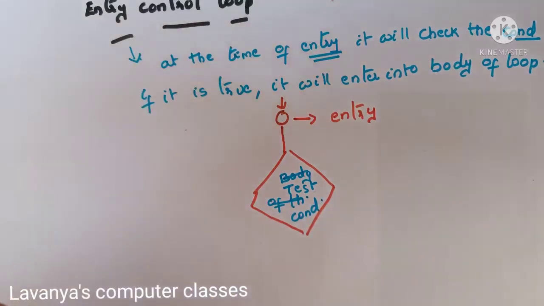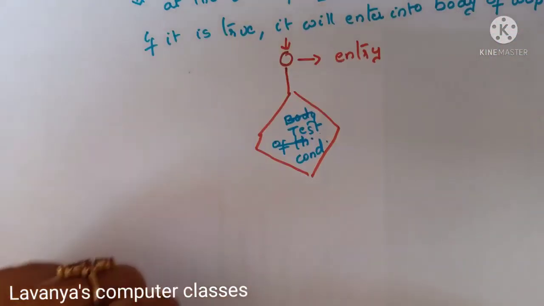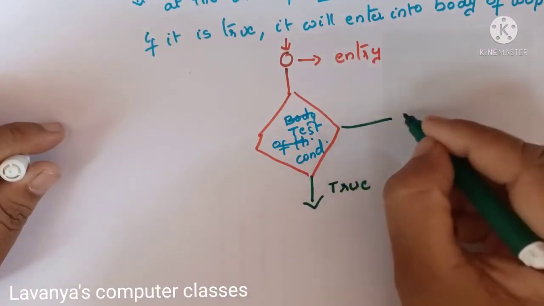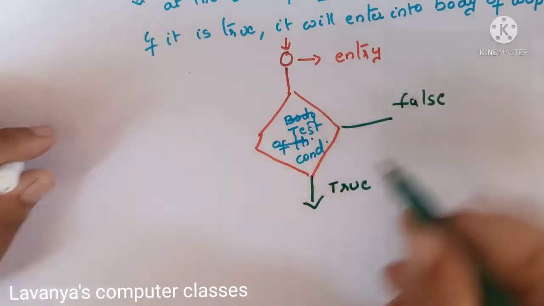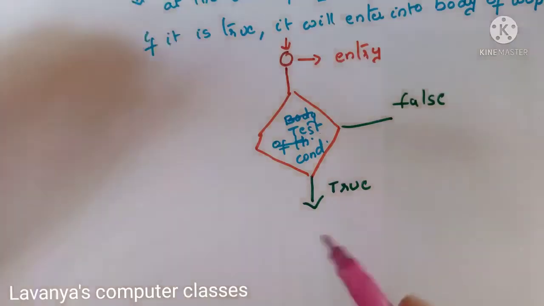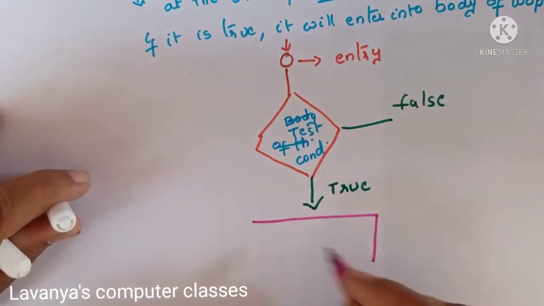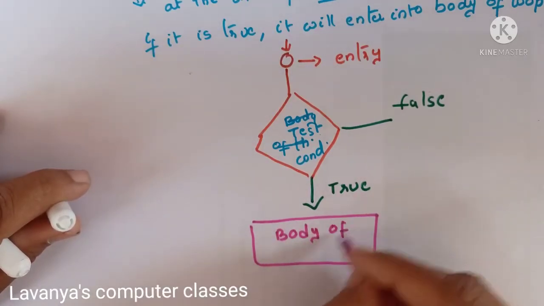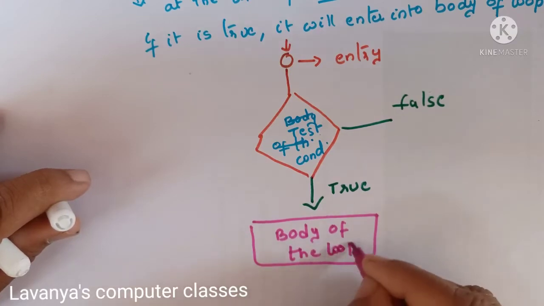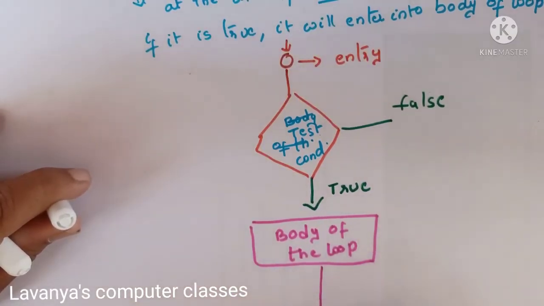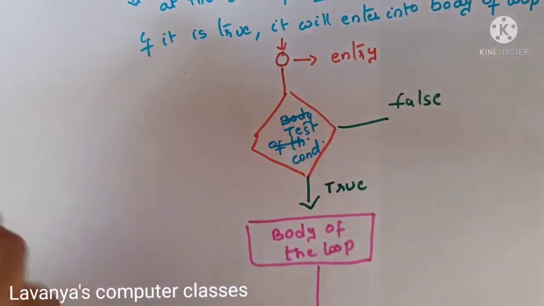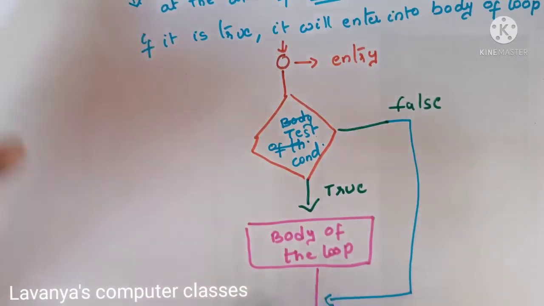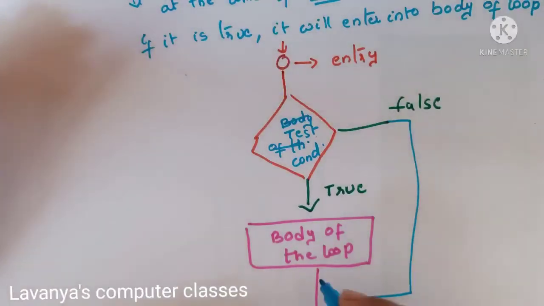Depending upon the condition, it may be true or false. If it is true, then it enters the body of the loop. Then it goes to the next statement, increment. If it is false, it does not enter the loop at all; it goes directly to the next statements after the loop.